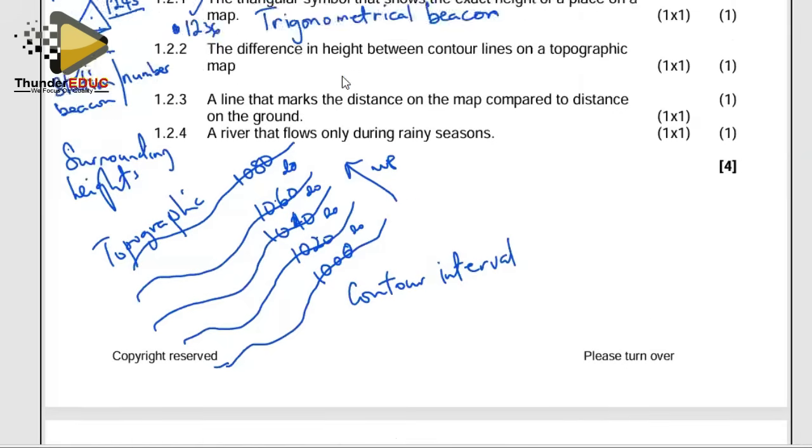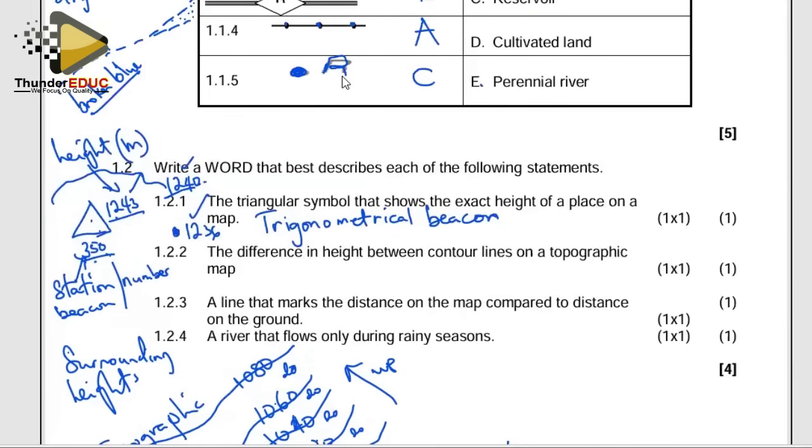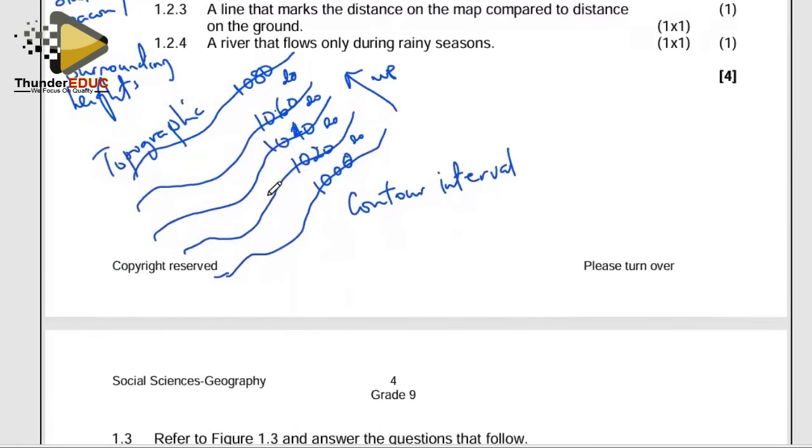So this idea here, geographically, is called the contour interval. That's the geographical concept. What you must also note is that the contour interval for a topographic map is 20 meters, and it doesn't change. It is always 20 meters for all topographic maps that you refer to. The interval is always 20 meters.